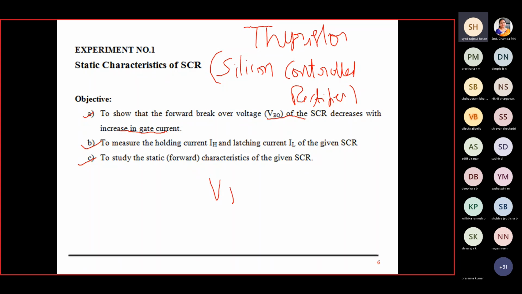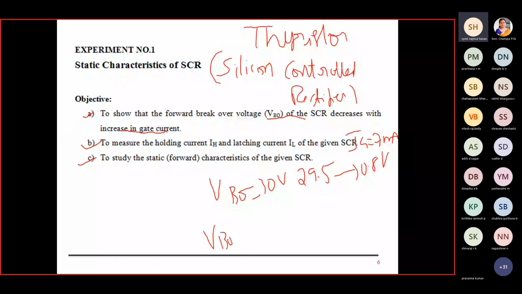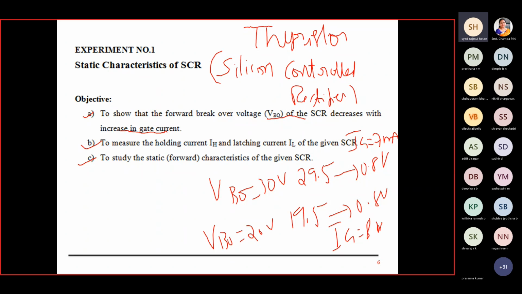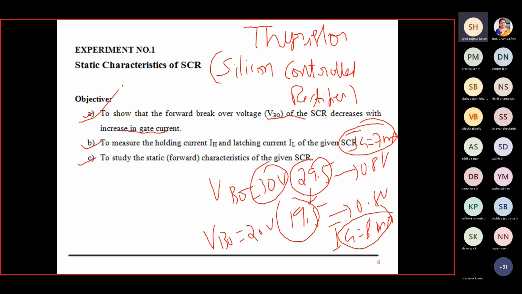So initially, what I told you, VBO I set for 30 volt. Then it slightly reduced to 29.5 volt while increasing the gate current, and suddenly reduces to 0.8 volt, where my gate current IG is 7 milliamps. Right? In the next case, VBO is set for 20 volt, where 20 volt is reduced to 19.5 volt when you increase the gate current gradually. It suddenly falls to 0.8 volt. That time the gate current will be 8 milliamps, which means that when VBO is reduced from 29.5 to 19.5, the gate current increases from 7 to 8 milliamps. That's the meaning of this particular case.